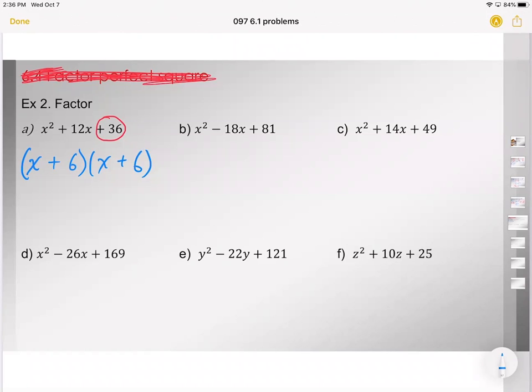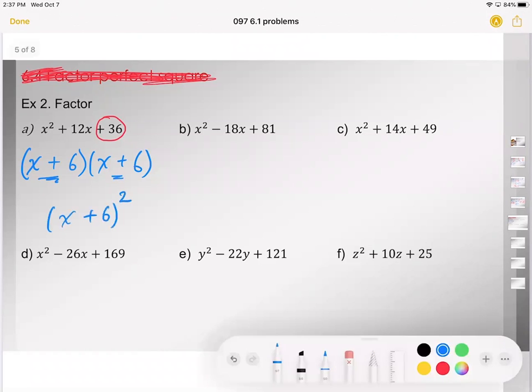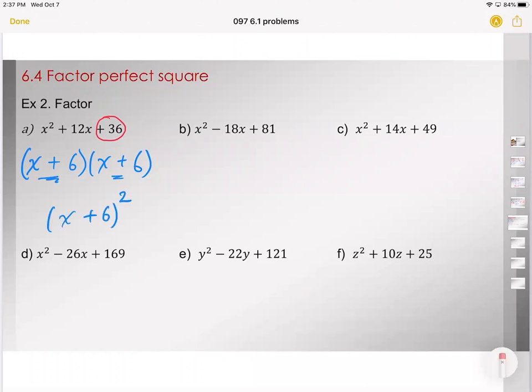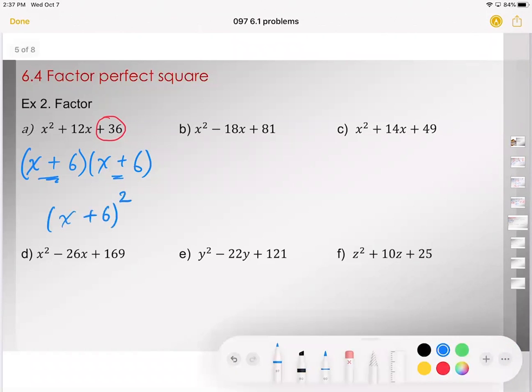And again, is it new? No, nothing new. The only thing new is they say, well, if you have x plus 6 and x plus 6, is that the same as x plus 6 squared? And that's all they tell you. It basically comes out to be a perfect square scenario. Why do I say a perfect square scenario? Because if you distributed this item out, you would get x squared plus 12x plus 36.